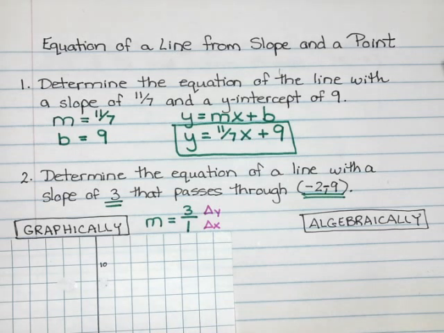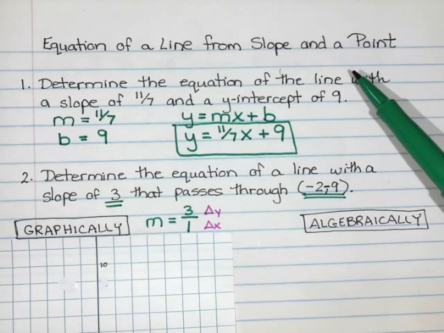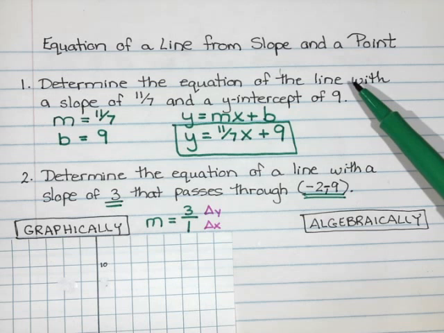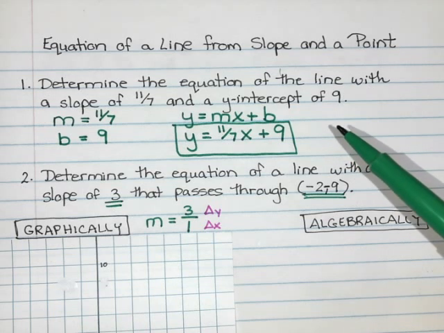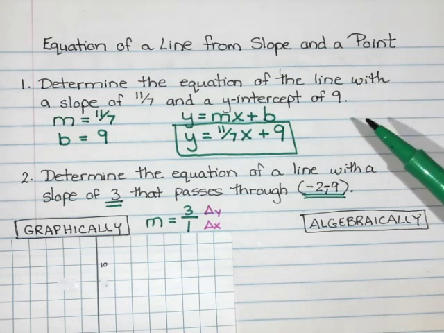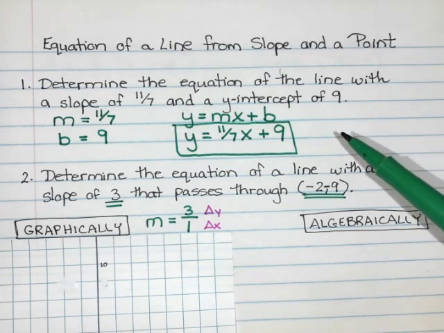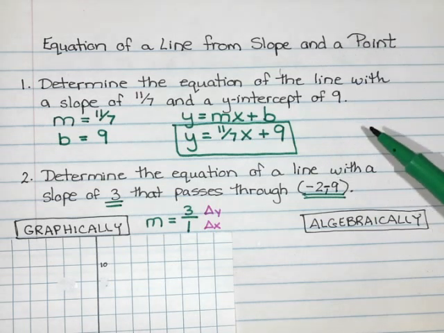Today we're talking about the equation of a line from slope and a point. Up to this point, we have looked at the equation of a line and what the different parts tell us. We've graphed lines. We've found the point of intersection by graphing lines. We've calculated slope. We learned how to calculate y-intercept. And now we're going to try to put it all together with the actual equation of a line.